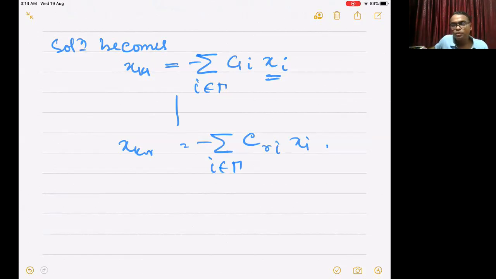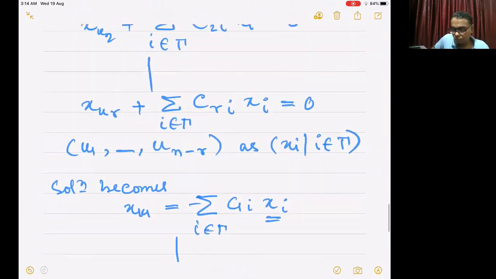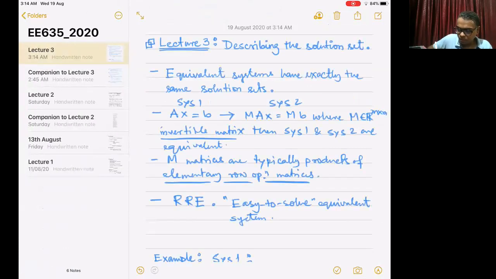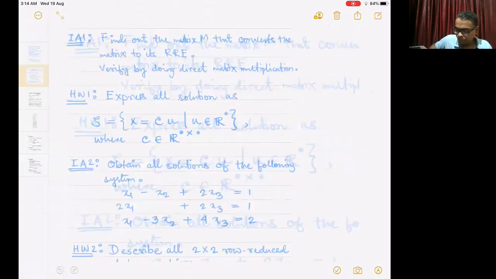And these x_i's are free to be chosen as u1 up to u_(n-r). That's it. So that's why we say that row reduced echelon form is easy to solve, and that is how we solve these equations. Now, before we move on to the next module, where we'll see some amazing consequences of this observation, one of the most important theorems in linear algebra will show up there. But before we move on to module number 2, I want you to solve some problems.